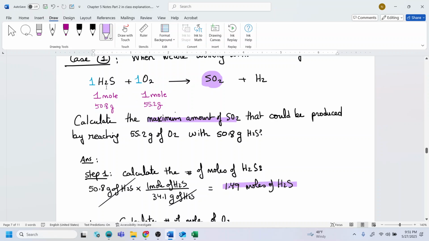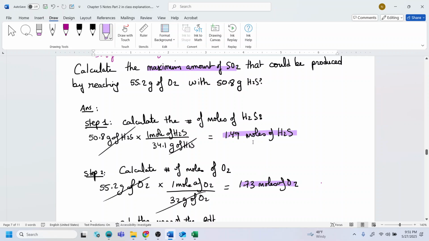So when I have a 1 to 1 mole ratio, I start by calculating the number of moles of each one of the reactants. And then the one which has the smallest number of moles is going to be the limiting reagent or the limiting reactant. So you can easily see that H2S has a lower number of moles than the oxygen. So I would say that H2S is the limiting reactant. This means that oxygen is in excess, because one of the reactants is going to be used all to get to the product and the other one is going to be in excess.